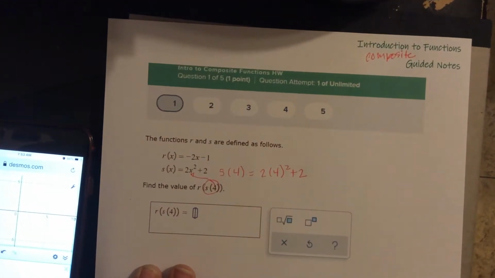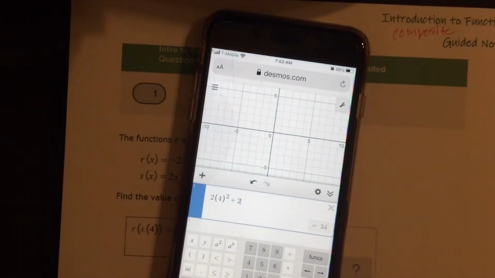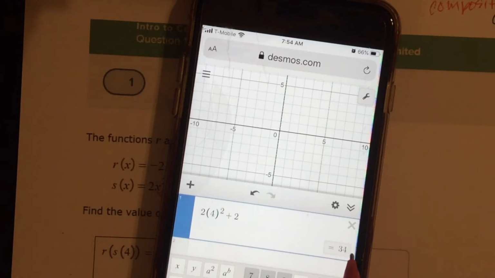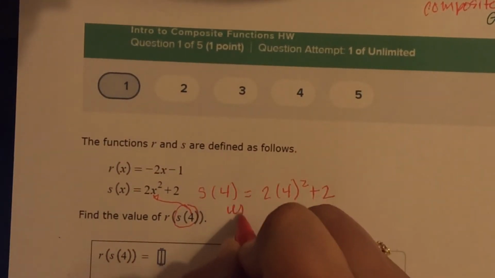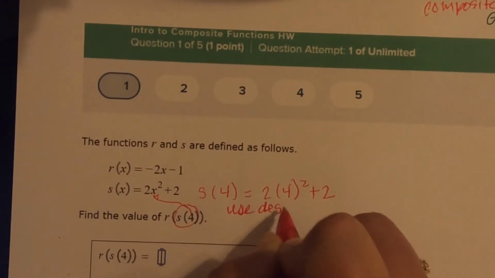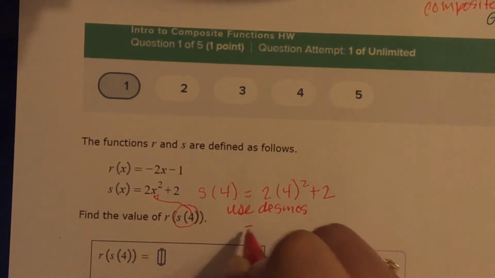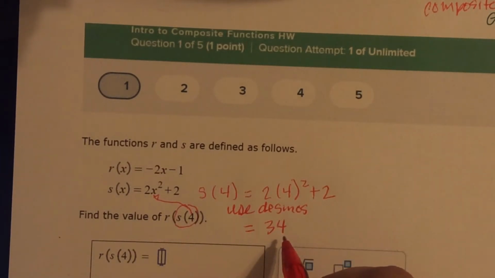If you're really bad with order of operations, then I suggest that you put it into decimals, and I have decimals on my phone already. So if I plug the 4 into the x, I would have 2 times 4 squared plus 2, and the answer is 34. So I'm just going to say use decimals. There are many of you that are really bad with order of operations, so I suggest you use decimals, or if you have a graphing calculator, you can use your graphing calculator. So S of 4 is 34.